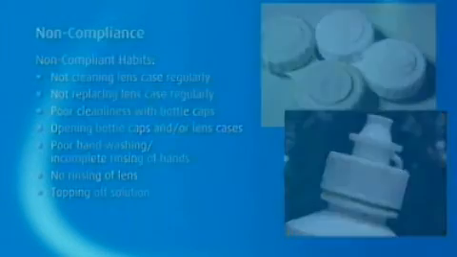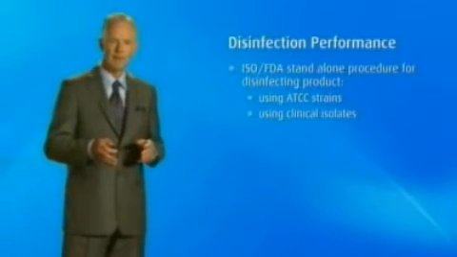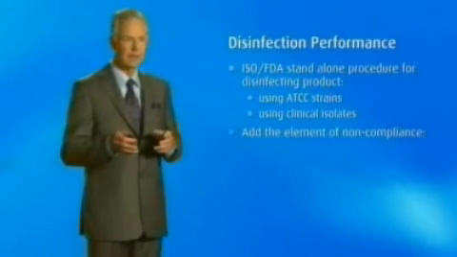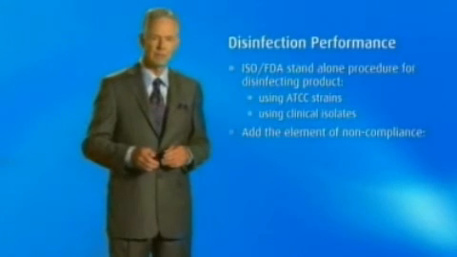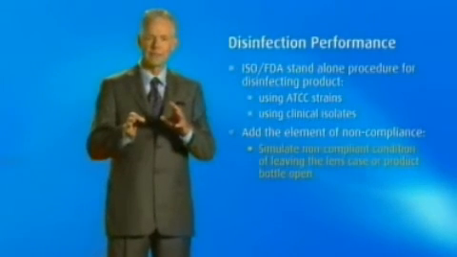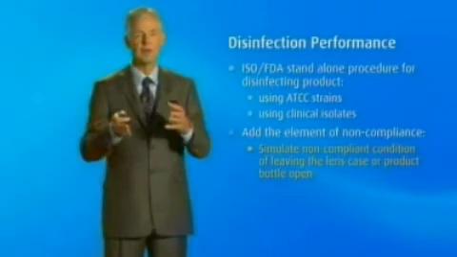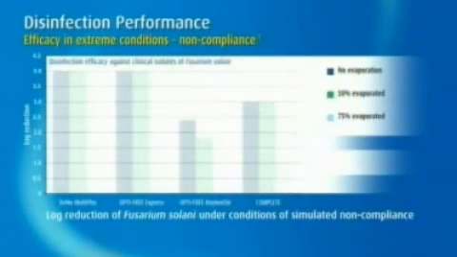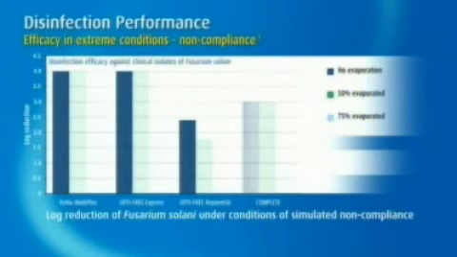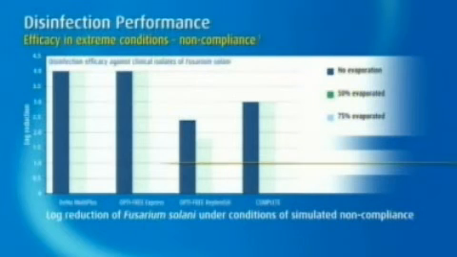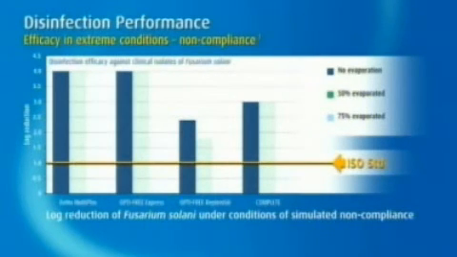So given these non-compliant behaviors, how do we add this element of non-compliance to our testing procedures to look at disinfecting performance? Well, simulating non-compliant conditions of leaving a lens case or a product bottle open is one way to do that. And we know that if there is no evaporation, testing against clinical isolates of Fusarium under these conditions of simulated non-compliance, we'd start with no evaporation. We see that there are differences in the performance between these products, but they do exceed the standard of 1 log unit reduction.